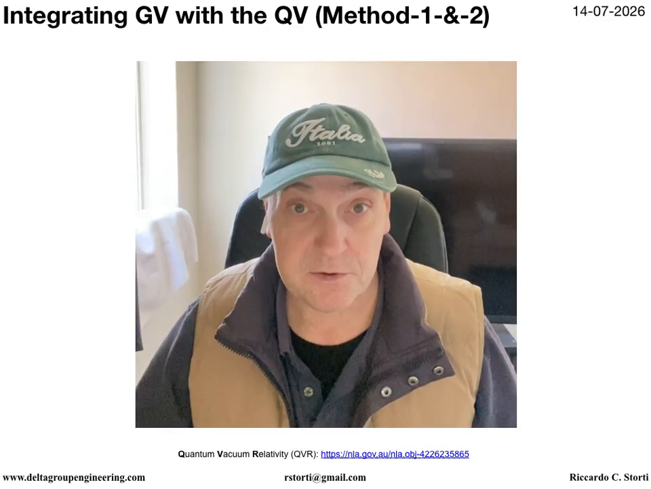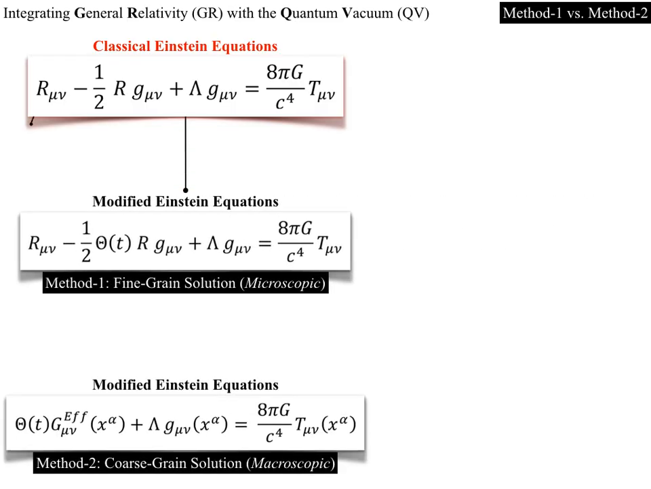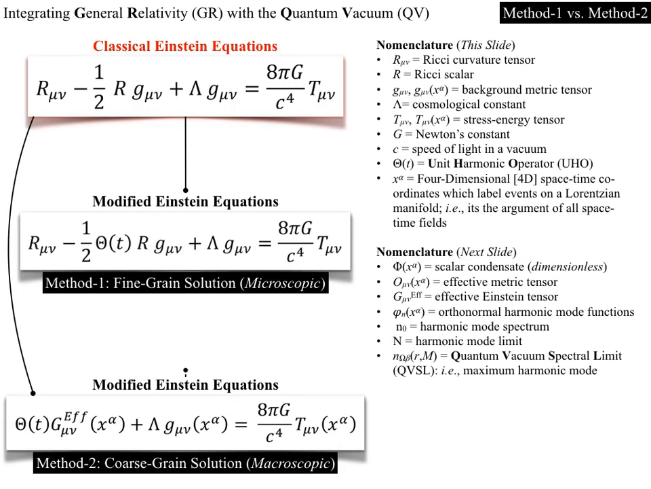Okay, let's get into it. This slide shows three equations. At the top, we see the classical Einstein equations, that is, standard general relativity. Below that, we see method 1, the fine-grained solution. We also refer to this as being an engineered solution. It's a top-down approach. The only modification is the insertion of the unit harmonic operator, which acts on the Ricci scalar term. Below that, we see method 2, the coarse-grained solution.